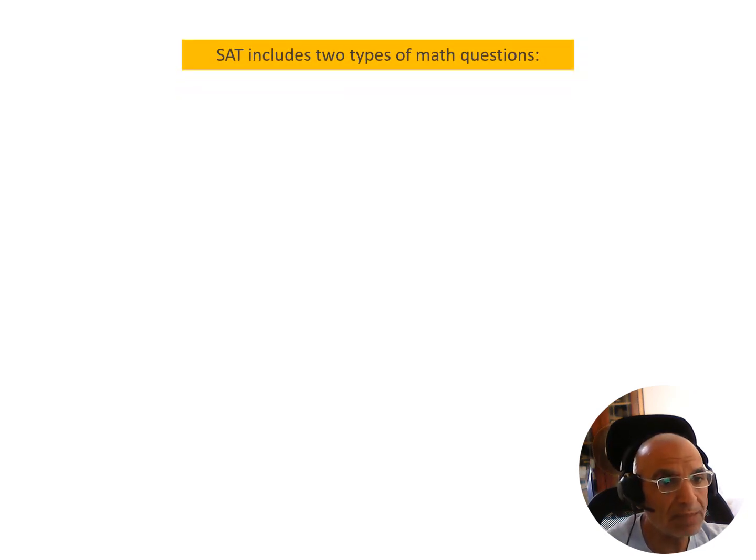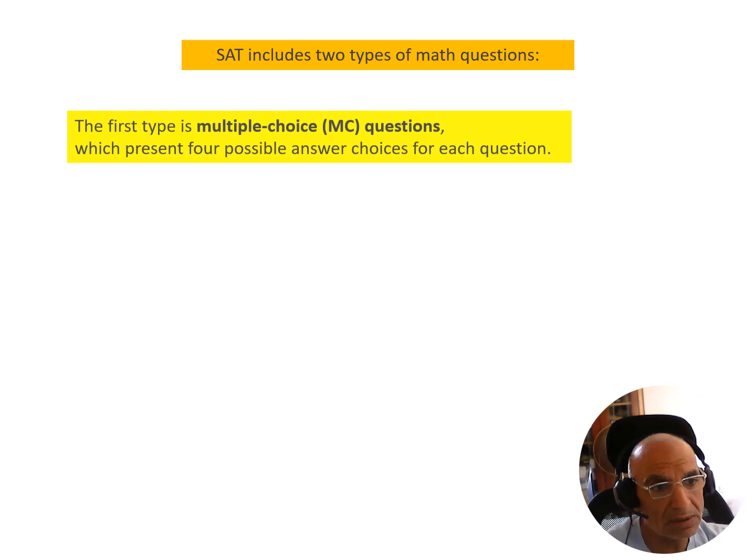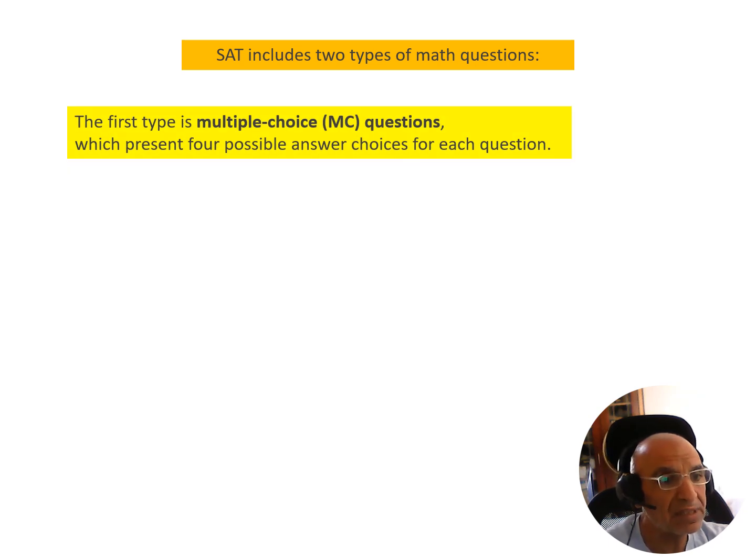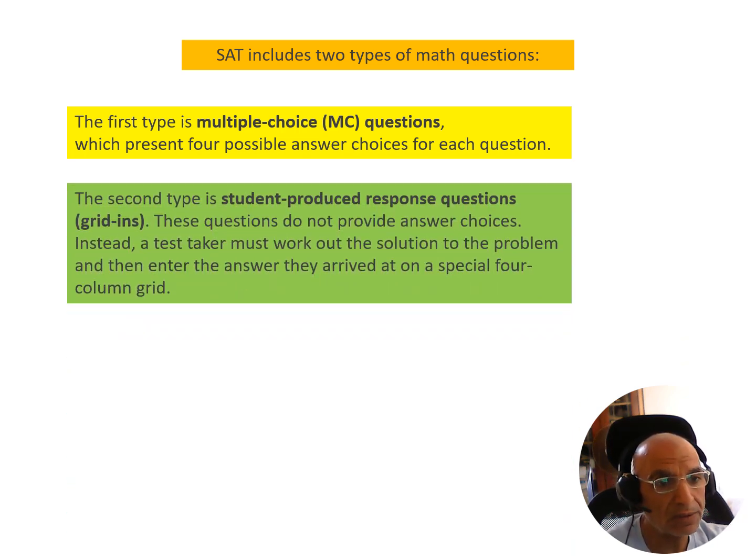That includes two types of math questions, as we said at the beginning of this lecture. The first type is multiple choice questions, which present four possible answer choices for each question. The second type is student-produced response questions, like grid-in. In this case, you will write the answer by hand in the suitable space.